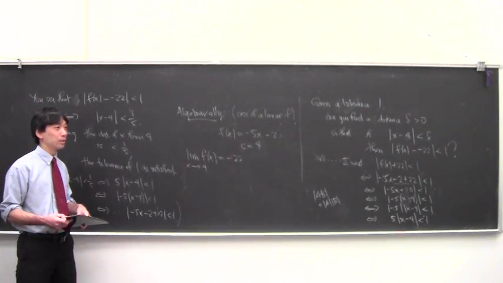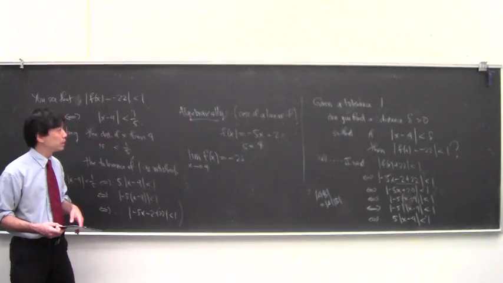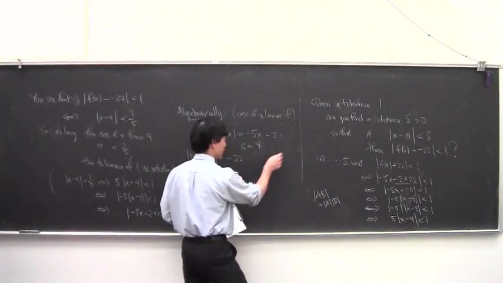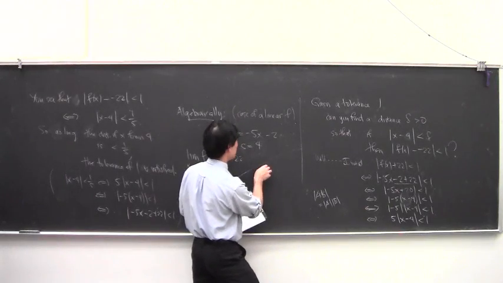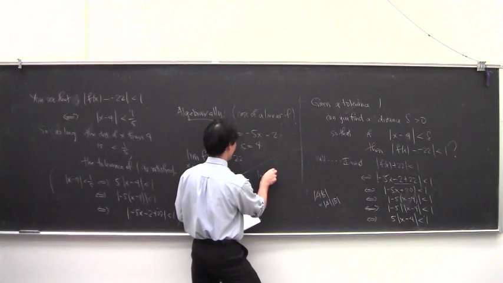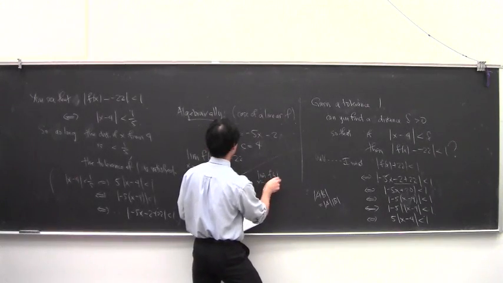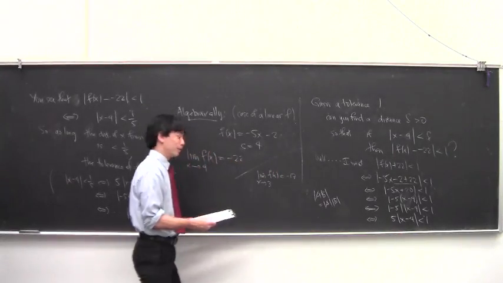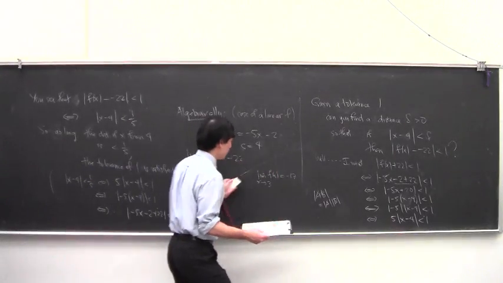Yeah, Mariah. Wait, but what if c was like 3? What if c was like 3? Then it would still work out. So in that case the limit of f of x as x approaches 3 would be negative 17. Yeah, I see. Right, and then it would still work out. Yeah. Still work out. Okay.